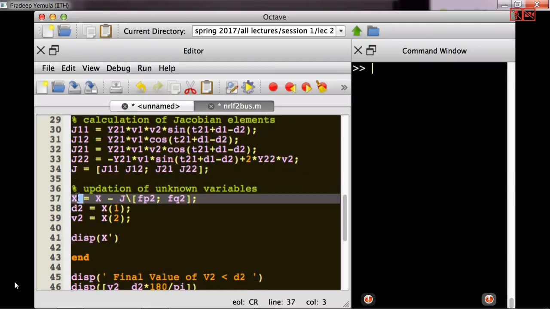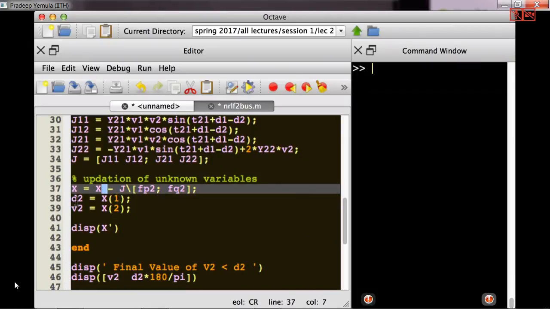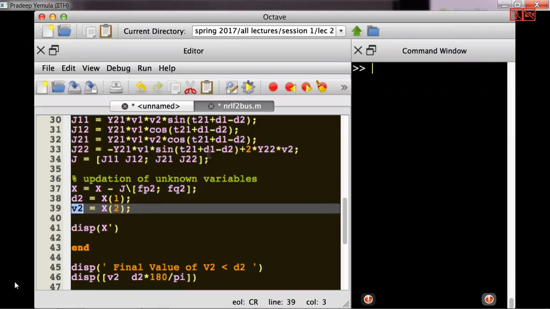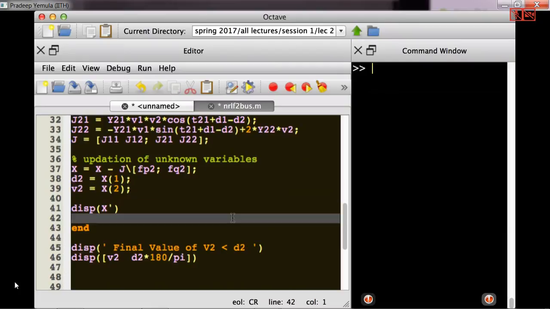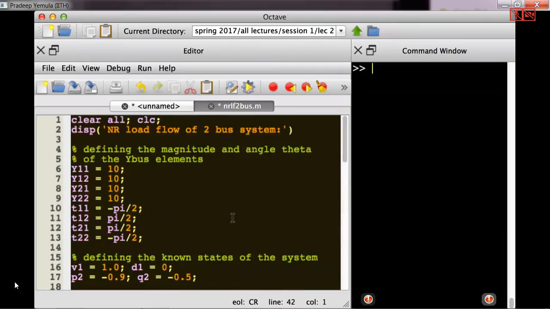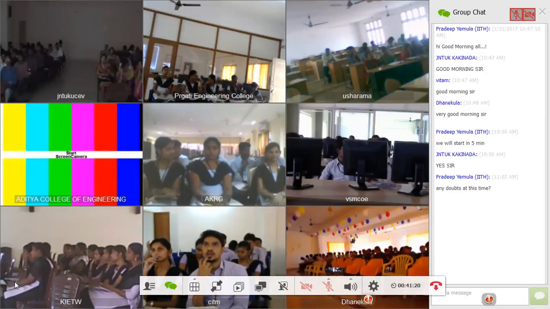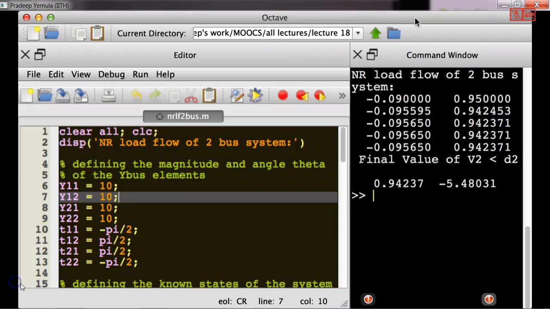Then X is the unknowns, so therefore I just update the value of X. And then I am also updating the value of D2, V2 because these values are used in the equations above. And then I am displaying, and then the final value is also coming here. So I think everything is set. So let me just simply run this code and then see what happens. So I'll execute this code. And once the code is executed, you are able to see the solution.